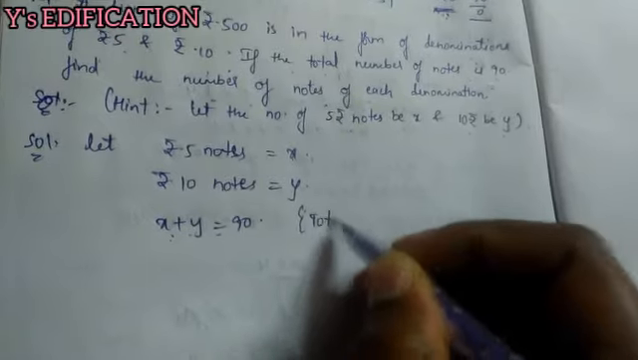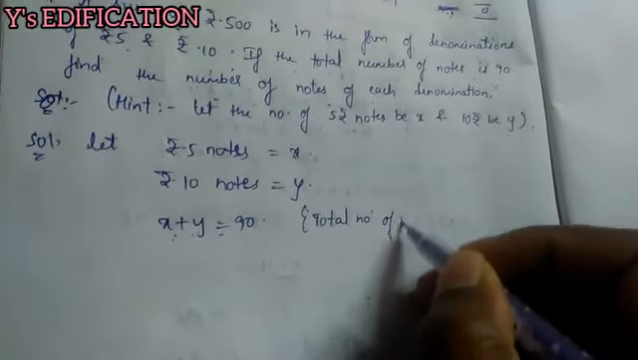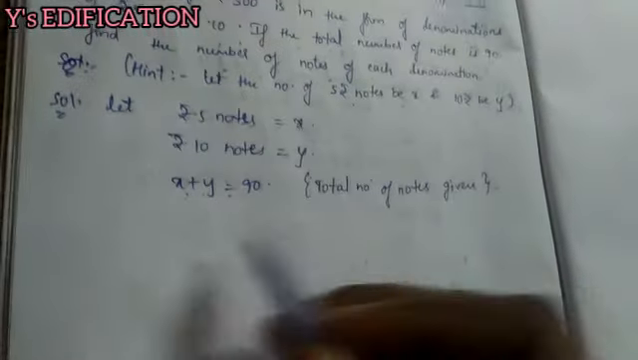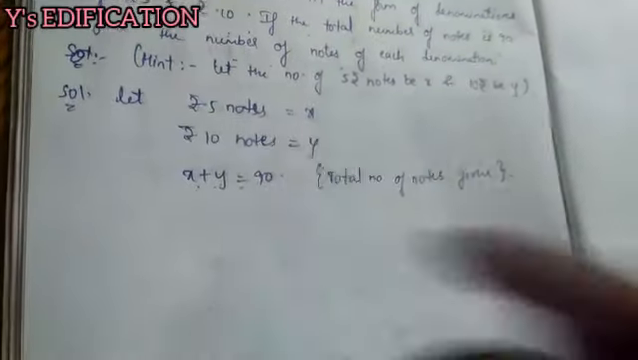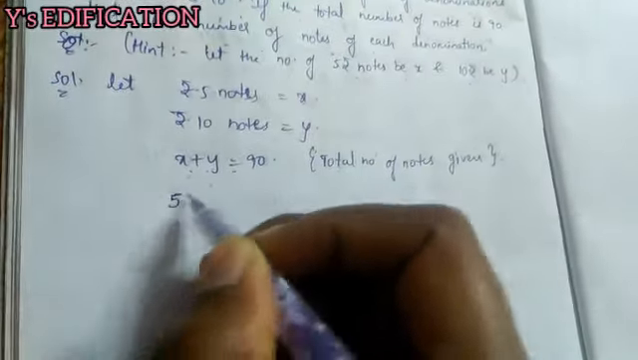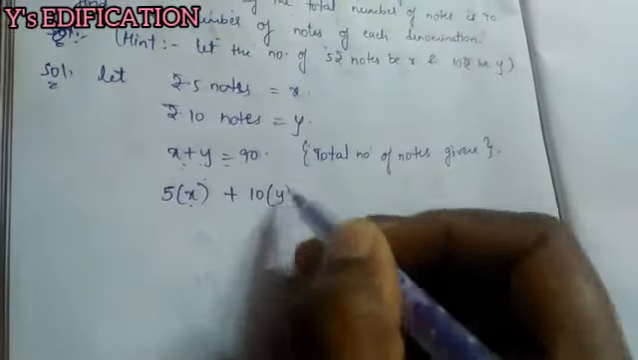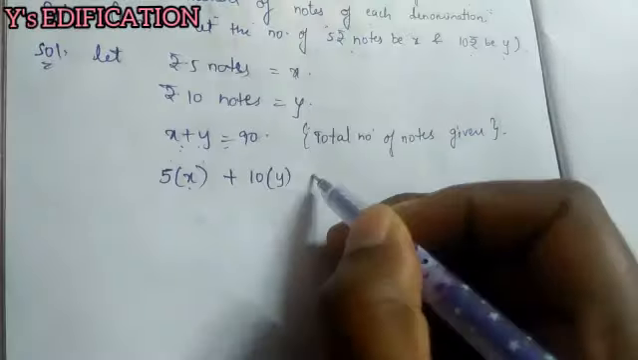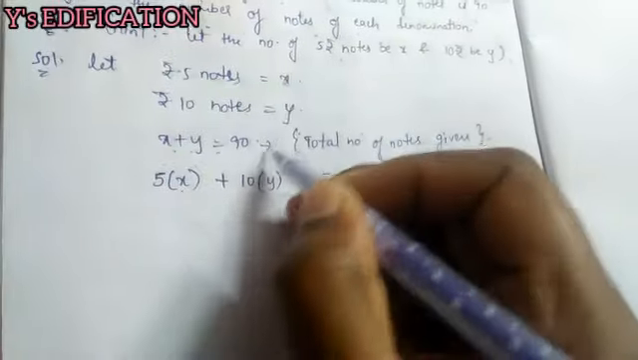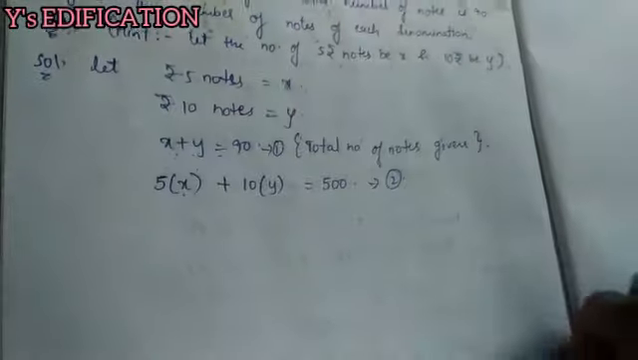Here write down the total number of notes given. Total number of notes given is x plus y is equal to 90. And they asked us to assume 5 rupee notes as x and 10 rupee notes as y. So 5 rupee notes we don't know, so x, plus 10 rupee notes we don't know, so we'll assume it as y. When we add these amounts, the total amount is 500. This will be equation 1 and this will be equation number 2.